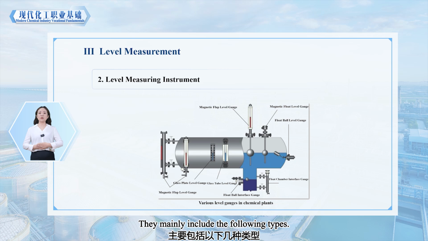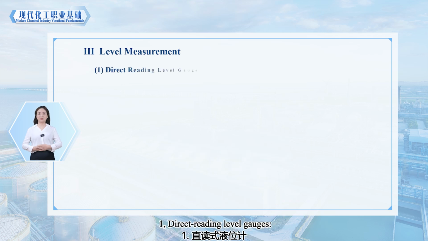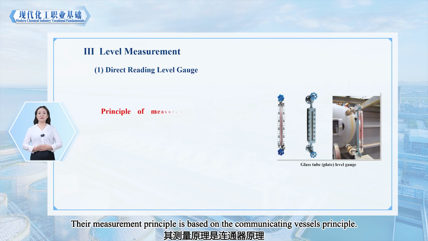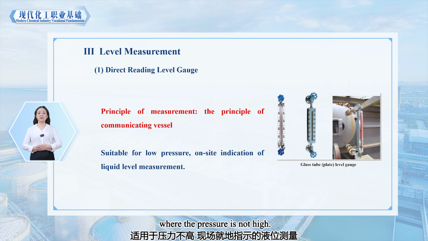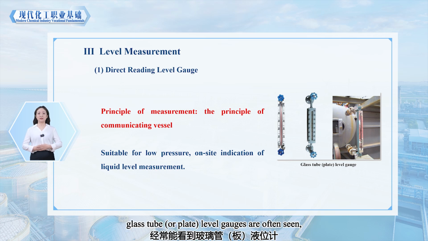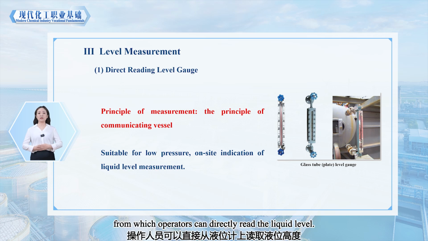They mainly include the following types. 1. Direct reading level gauges. Their measurement principle is based on the communicating vessels principle. They are suitable for on-site level measurement where the pressure is not high. In some small-scale chemical workshops with atmospheric storage tanks, glass tube or plate level gauges are often seen, from which operators can directly read the liquid level.